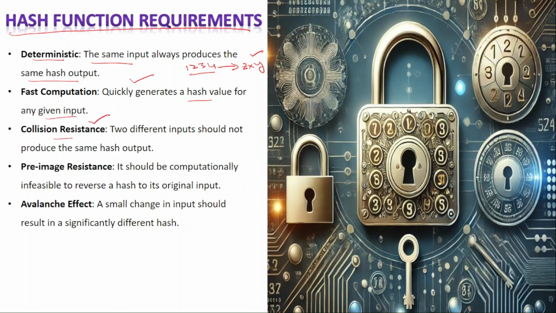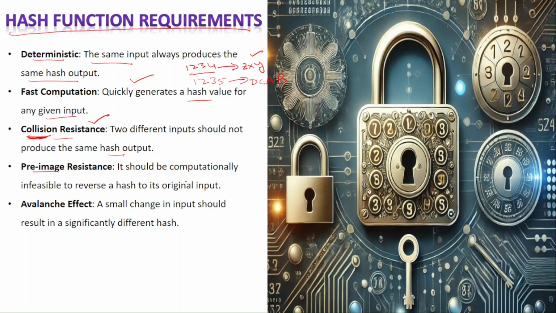Collision resistant. This is important. Two different inputs should not produce the same hash output. So if 1, 2, 3, 4 produces ZXY, there should be no input that produces the same output. So if you change even only one digit, 1, 2, 3, 5, it will produce a completely different output. Changing a single bit must produce a completely different output. No two inputs should produce the same output. This process is known as collision resistance.